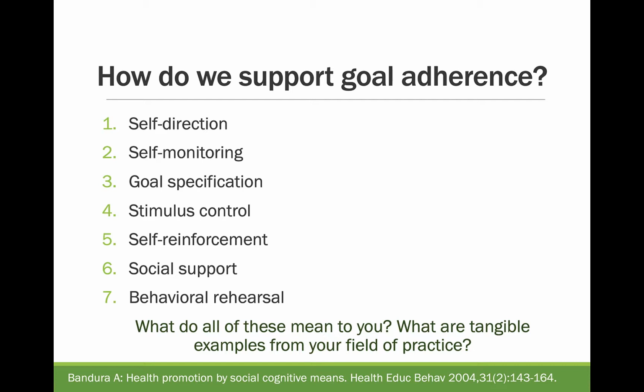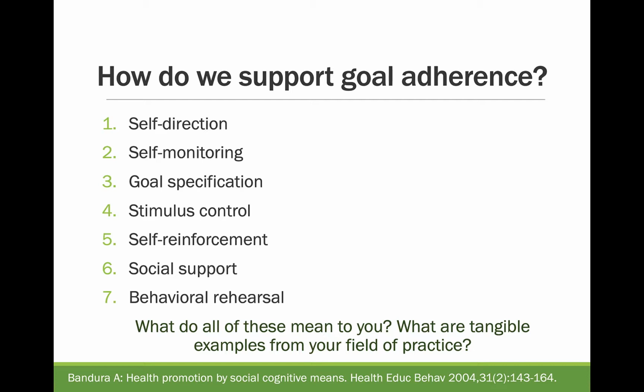The third is goal specification, and this is basically what we've just been talking about with SMART goals. It means that an individual is not just stating something that they want to do and then going about it, but rather they are thinking deeply about how to make their goal a SMART goal so that it is very measurable and very clear and that they have clear metrics for success.